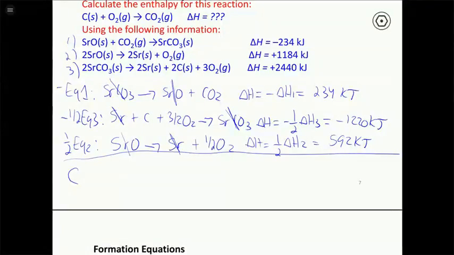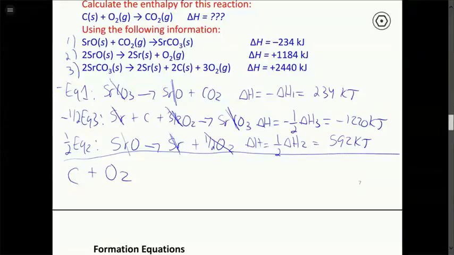So for O2, we have 3/2 O2 as a reactant over here, and then we have 1/2 O2 as a product. So in net, we have 3/2 O2 on the reactant side and 1/2 as a product, and that is 1. So that cancels out and gives us 1 O2. And then on the product side, everything else is canceled out except for CO2.